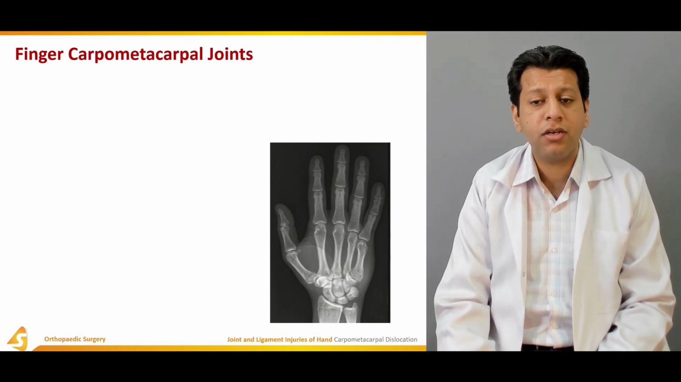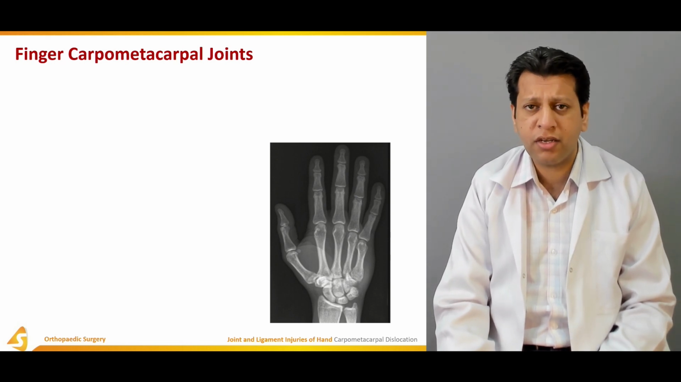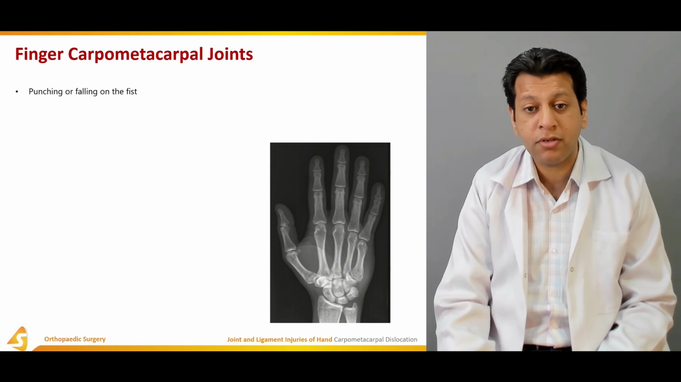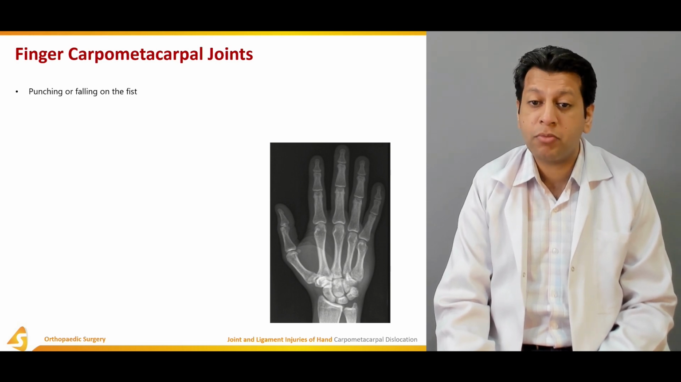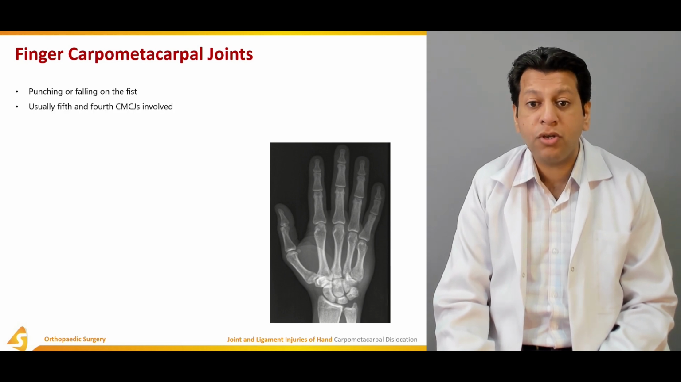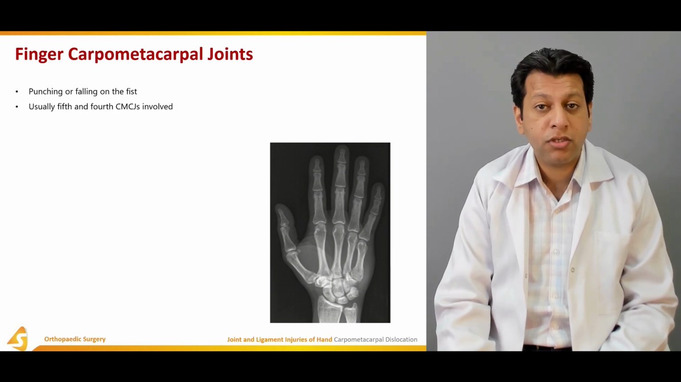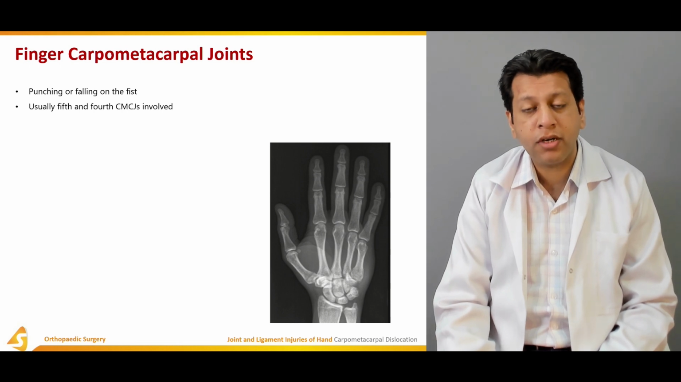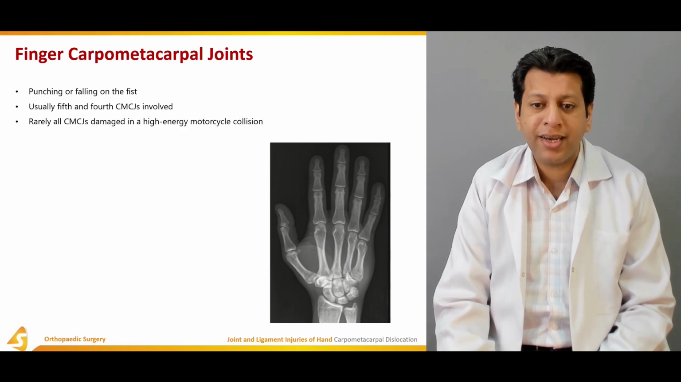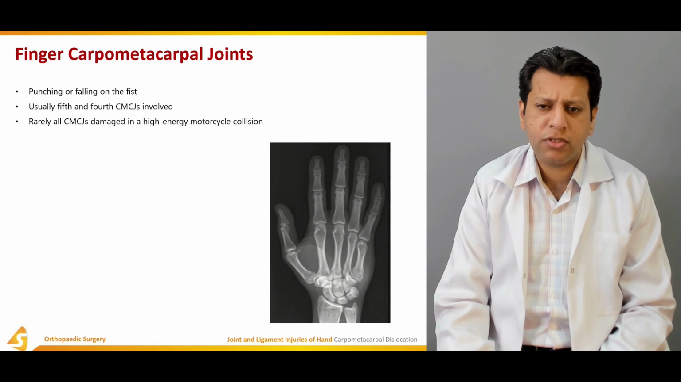Now coming to the rather rare dislocations, but yes, they can happen. That is the finger carpometacarpal joints. It usually happens in punching or falling on the fist. Usually the 5th and 4th carpometacarpal joints are involved. Most commonly it's the little finger, the 5th joint. Rarely are all carpometacarpal joints damaged.